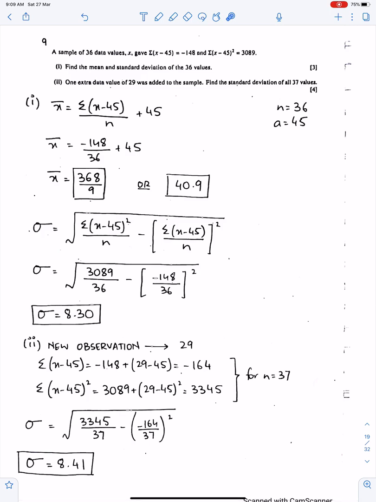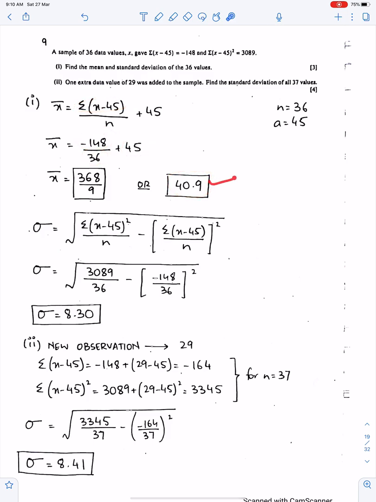Next question. A sample of 36 data values is this and this. Find the mean and standard deviation. This is simple. By using the assumed mean formula, we can get the mean: sigma X minus 45 over n, and this is 45. This negative is a standard sign, part of the formula, and write plus 45 here. So this result is minus 148, this is 36, and this is 45, and the answer is 40.9.